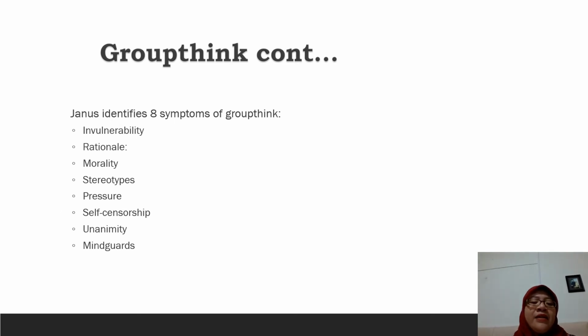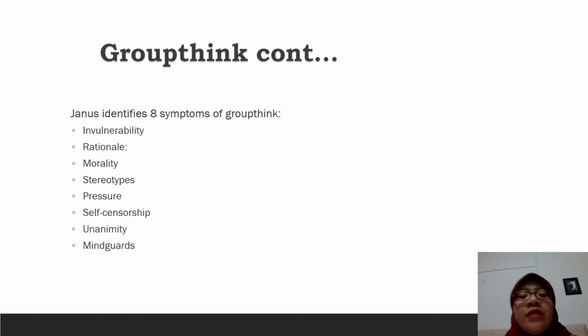Invulnerability: usually Janis defines this symptom as the group thinking they are strong enough because they are supporting each other. So invulnerability is happening, or there is no vulnerability among the groups, the country, or the bureaucracy.